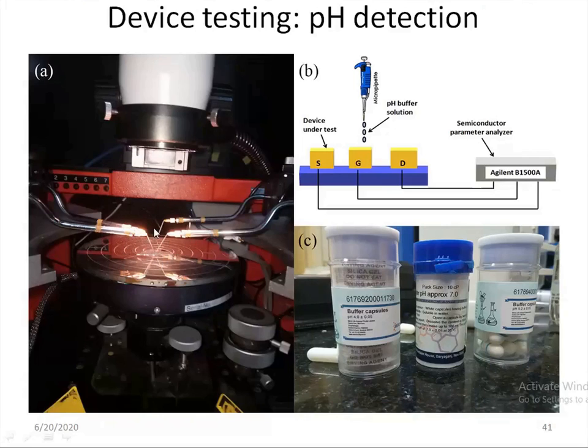I use a 4-probe setup. I attach the 3 probes of the system to the source, drain and the gate, and then I measure the characteristics of the device. For pH measurements, we have kept the gate as a floating gate. We have not applied any voltage on the gate. We have connected one probe to the source and the other to the drain, and then we introduce a buffer solution or the pH solution onto the device channel, and we analyze the sensitivity of the device.